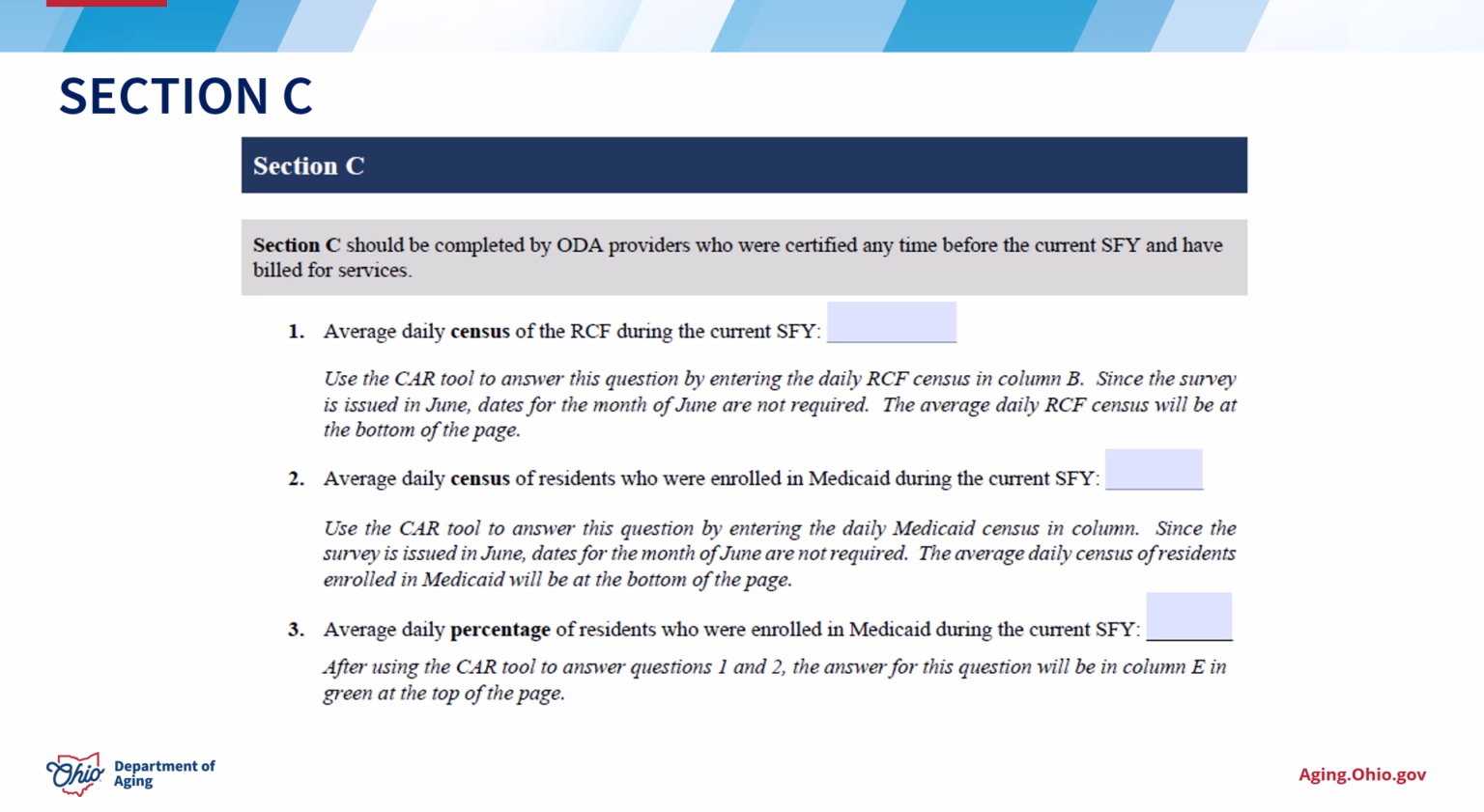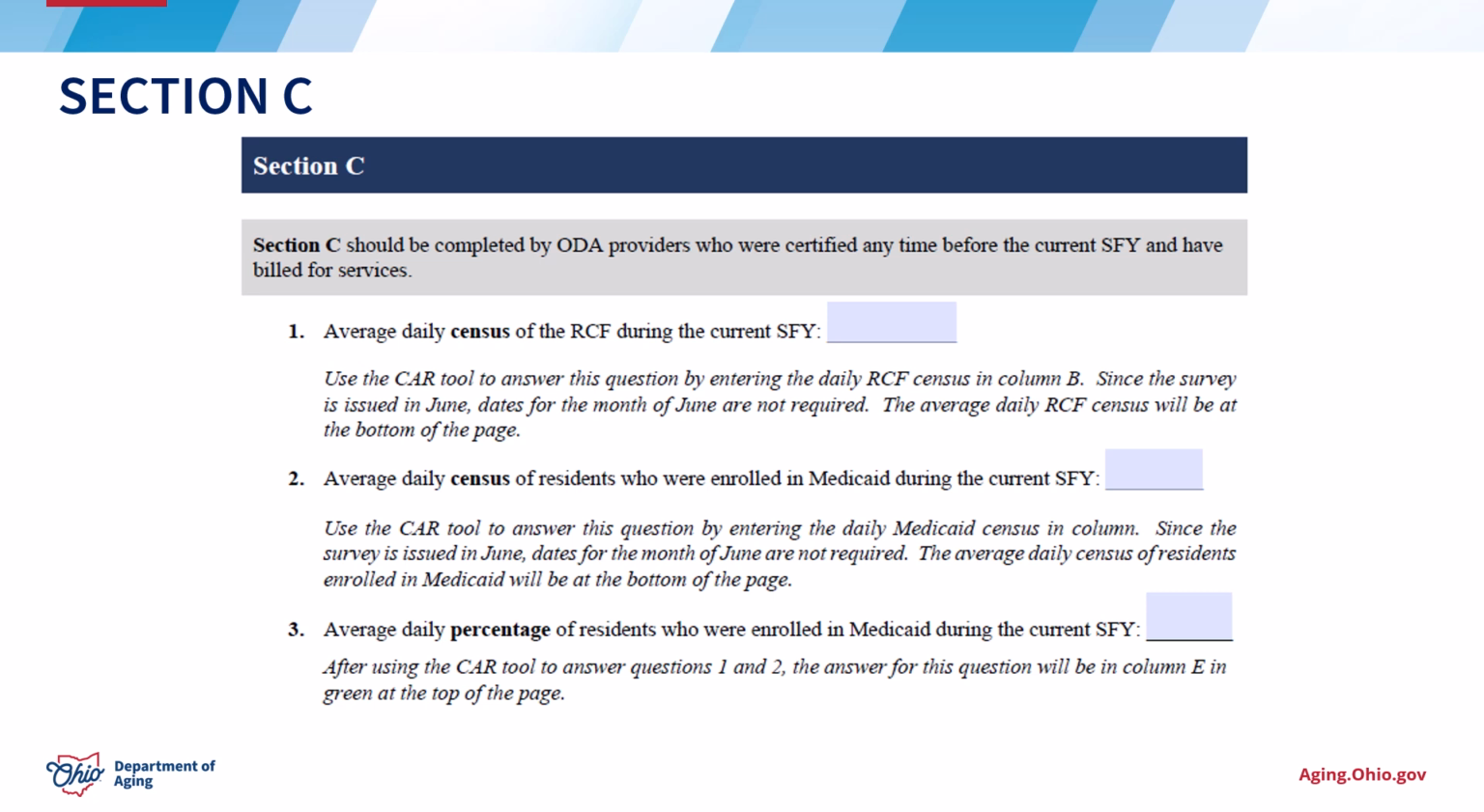And then there's guidance underneath each of these questions on how to complete the CAR tool, but also where your answer for each of these will be. So this is asking for daily census information for the current state fiscal year. So you will need data for each of the dates in the current state fiscal year. You will also need data for your Medicaid enrollment for your facility for the current state fiscal year.